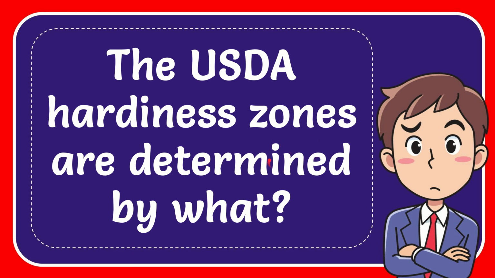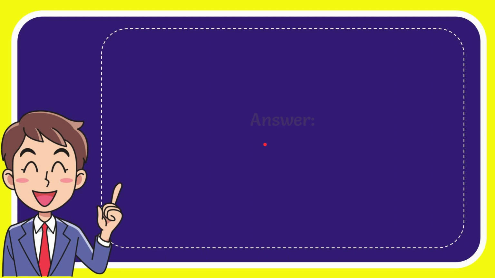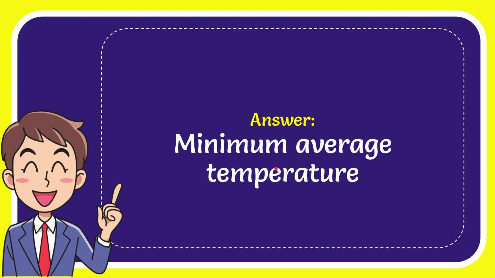In this video, I'm going to give you the answer to this question. The question is, the USDA hardiness zones are determined by what? Well, I'll give you the answer to this question, and the answer is minimum average temperature. Well, that's the answer to the question.